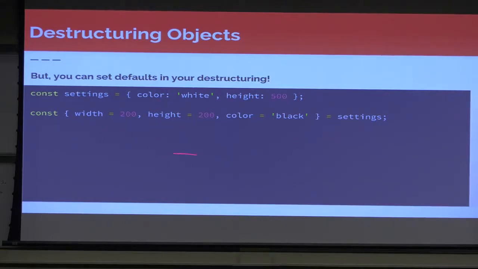So now, if we were to destructure this, width would automatically be equal to 2 because it knows that we haven't passed one inside of our settings variable. And as you can see, our values have overwritten the defaults here for height and for color.